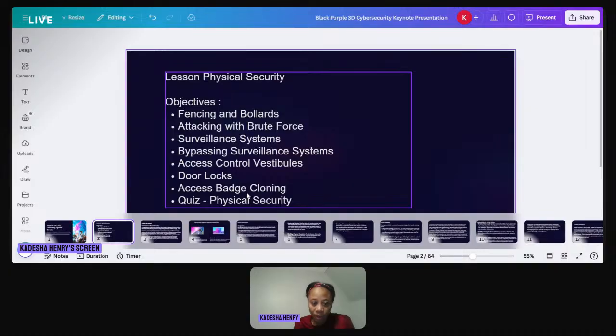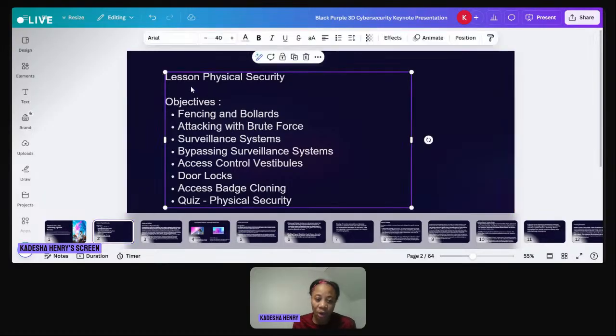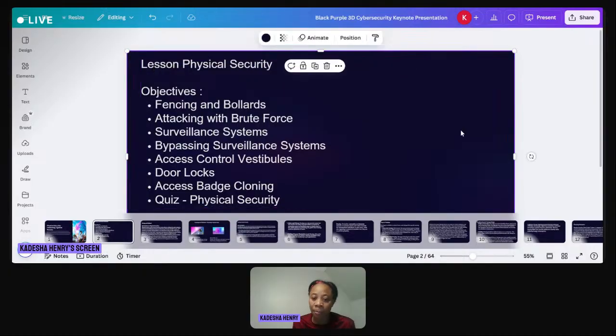So badge cloning was the last one that we have to deal with. We deal with door locks. As you can see, all of these are part of physical security, and so access control, we dealt with all of these objectives this morning.